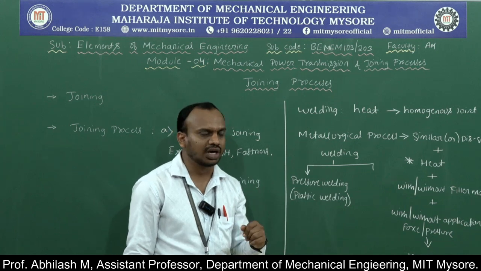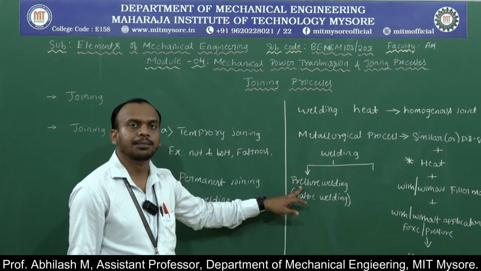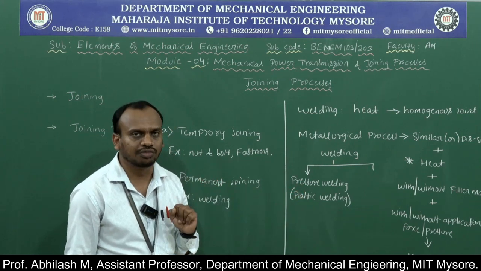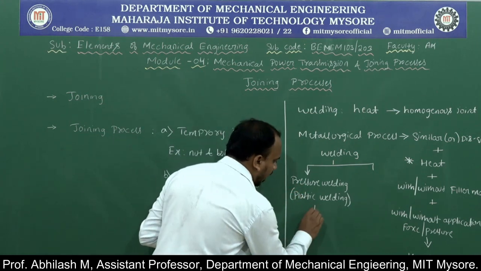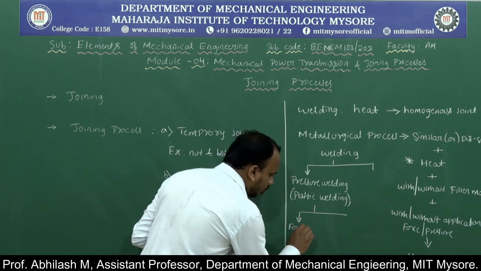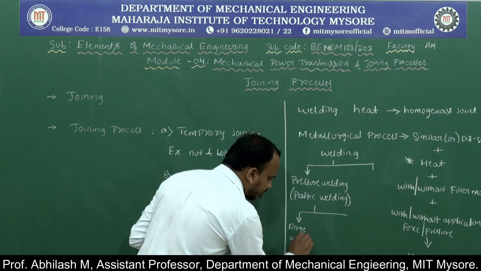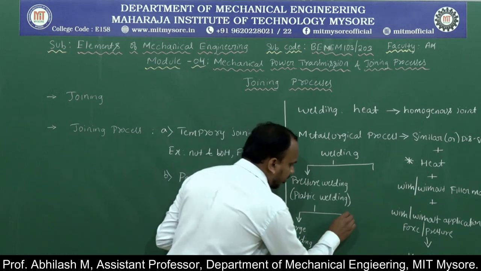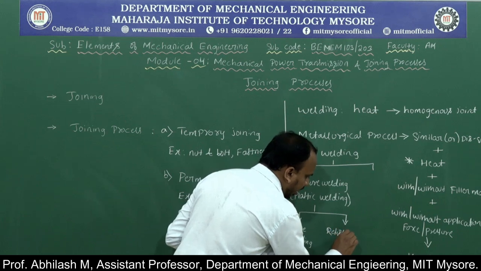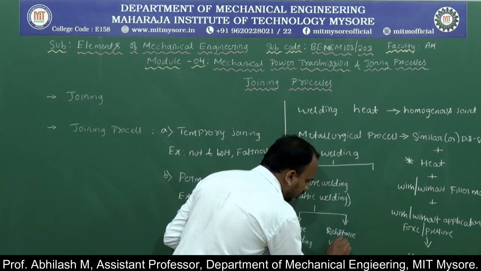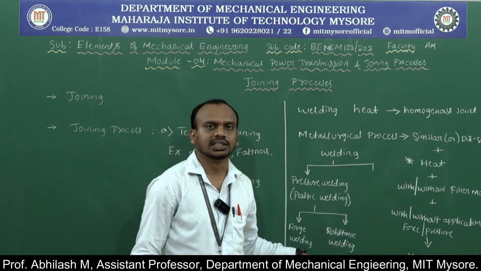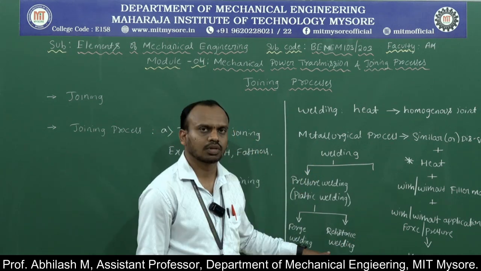So that type of welding we are going to call what? Pressure welding. Under pressure welding we have two different types. The one is called forge welding. The other one is called resistance welding.